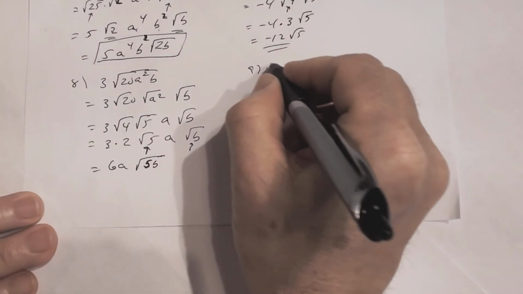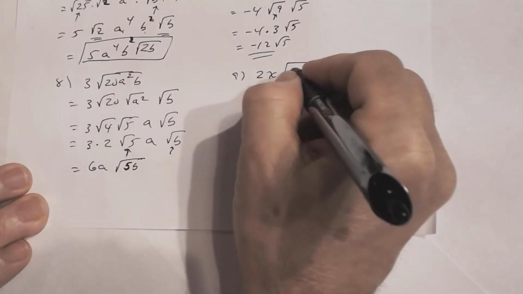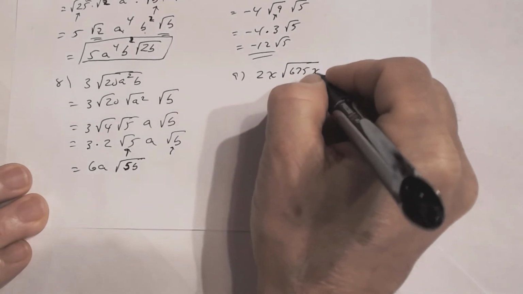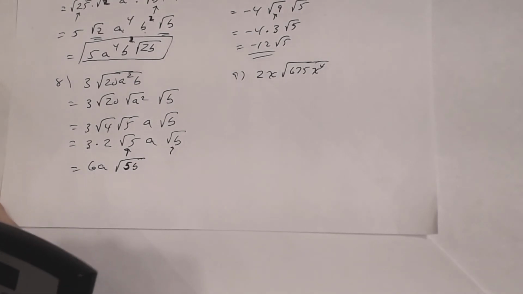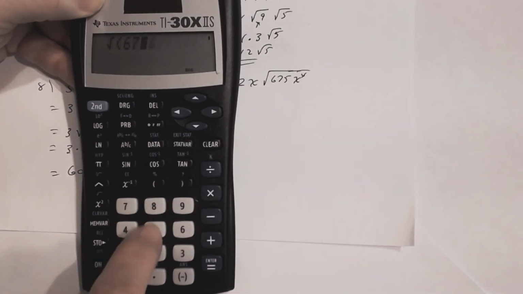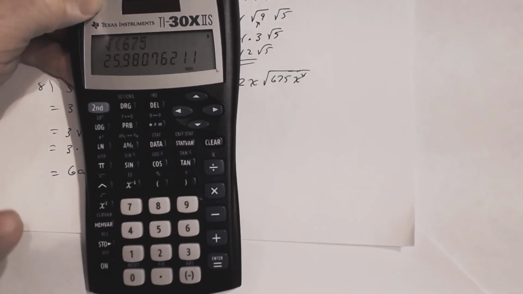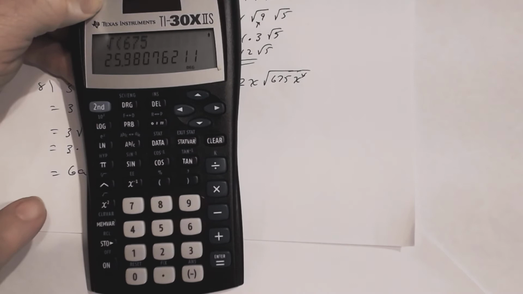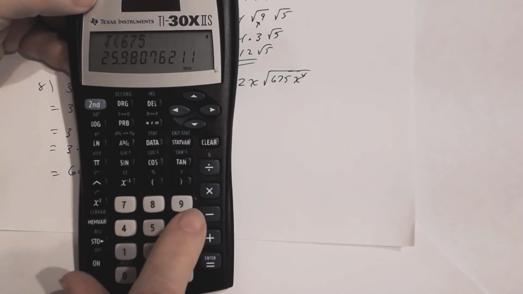All right, number 9, we have this. For number 9, we have 2x times the square root of 675 x to the 4th. All right, now 675 is a large number, right? So what I would probably do first is let's see if 675 is already a perfect square. All right, so let's just check that. So we're going to do square root 675, and it is not a perfect square. All right, so then we need to kind of go through the process then and see what's the largest perfect square that goes into 675.